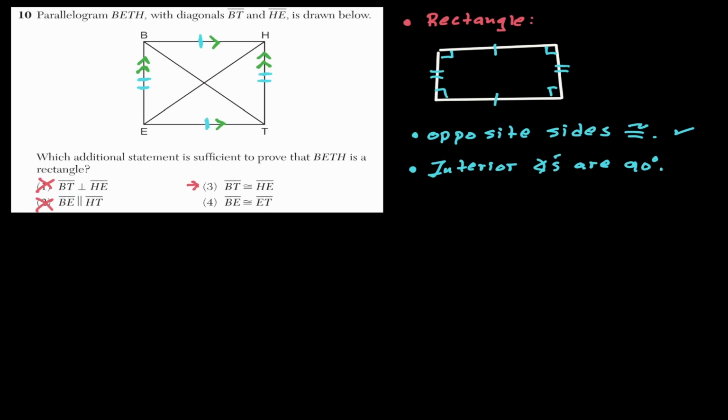So now let's concentrate on option number 3. BT is congruent to HE. So BT is right here, and HE is right here. So we are saying that diagonals are congruent to each other. How about if I consider one diagonal at a time? Let me just consider diagonal BT. And when I do that, I can consider this triangle in pink, BET. And when I consider the other diagonal, EH, I can consider this triangle, HET.